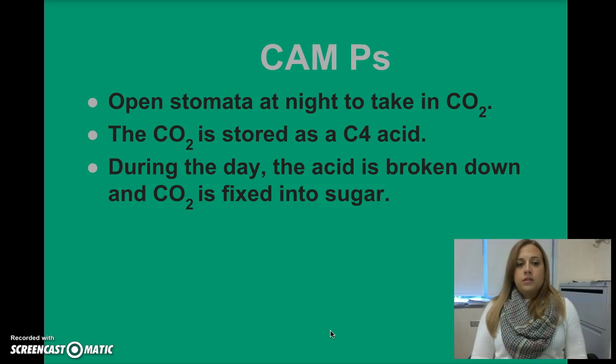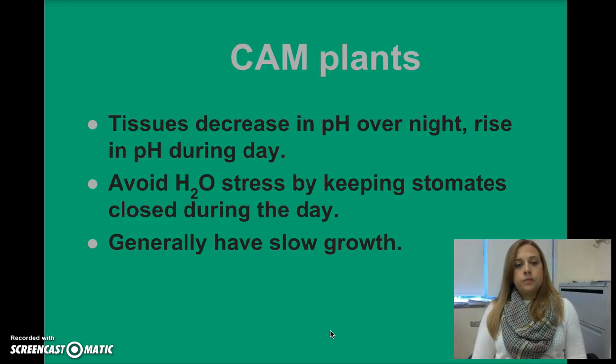And so what this means is that plants that use CAM photosynthesis can keep their stomata closed during the day and then open their stomata at night and take in carbon dioxide at night when the sun isn't out and they're not going to lose a lot of water. So the stomata open at night, plants take in carbon dioxide at night. That carbon dioxide is again stored as a 4-carbon acid. And then during the day, the acid is broken down and the carbon is fixed into the sugar.